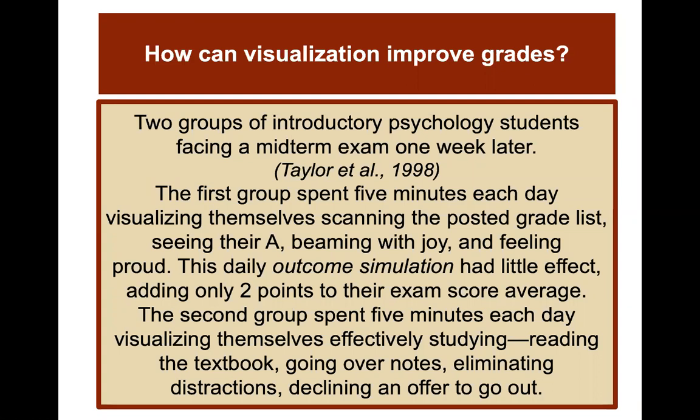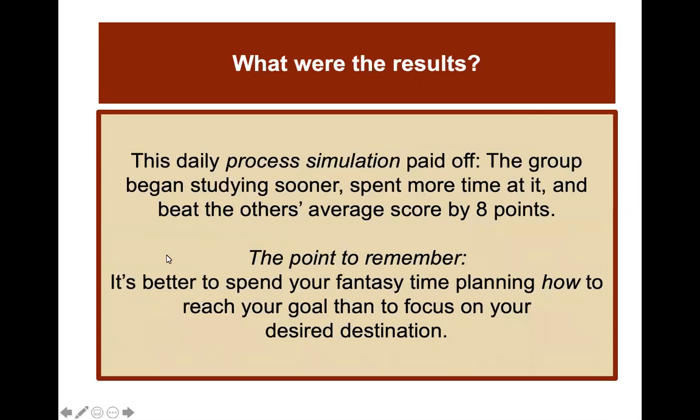The second group spent 5 minutes each day visualizing themselves effectively studying, reading the textbook, going over notes, eliminating distractions, and declining an offer to go out. So the daily process simulation actually paid off. The group began studying sooner, spent more time at it, and beat the other's average score by 8 points. So it's important to remember it's better to spend your fantasy time planning how to reach your goal rather than focusing on that desired destination. It's really important to think about.